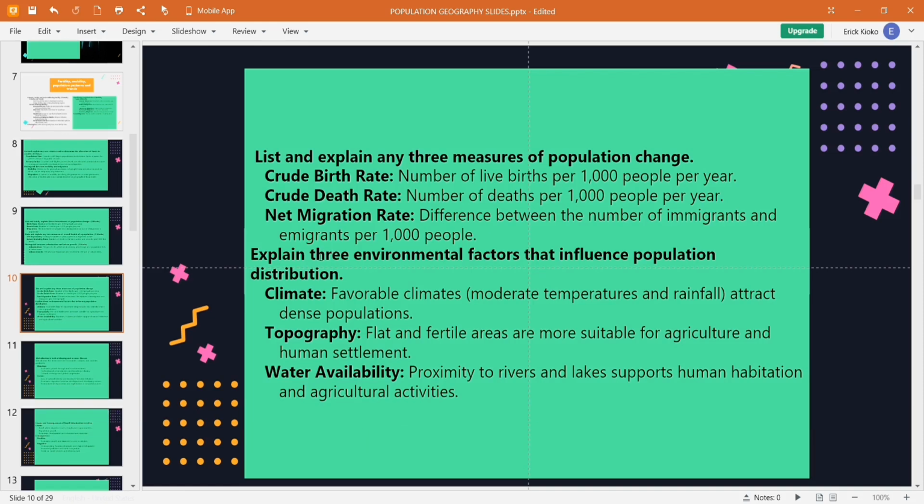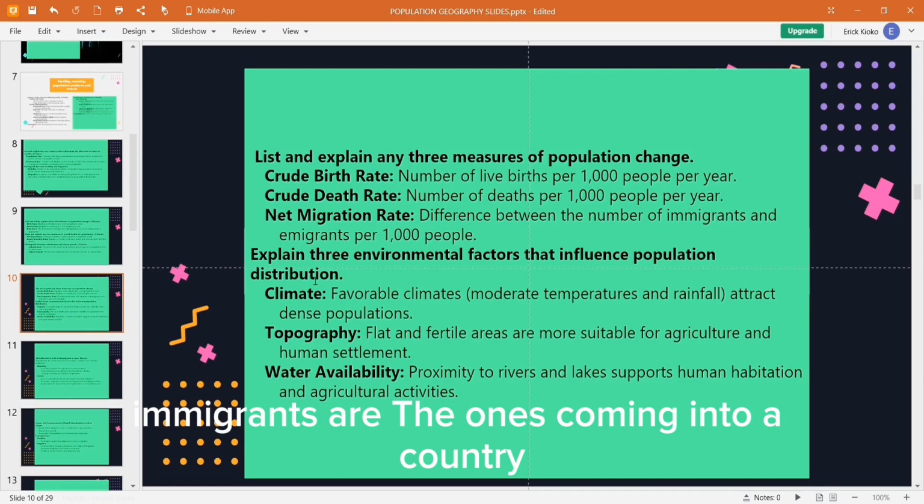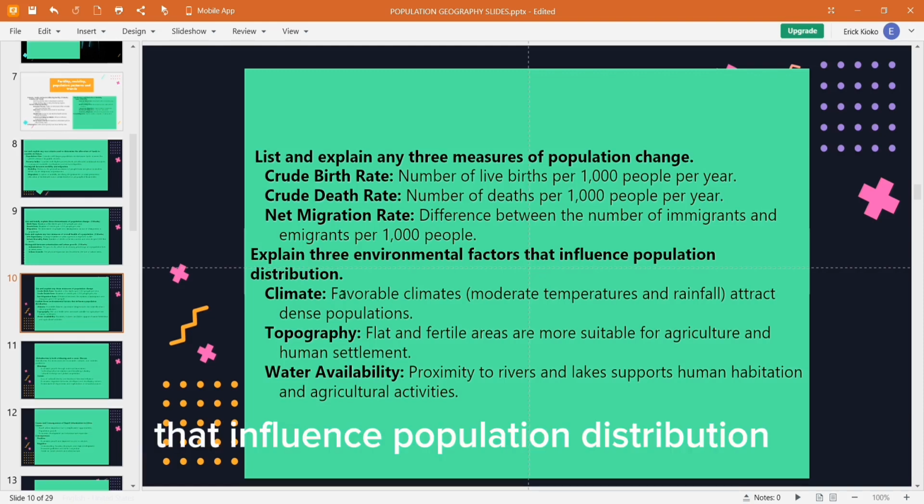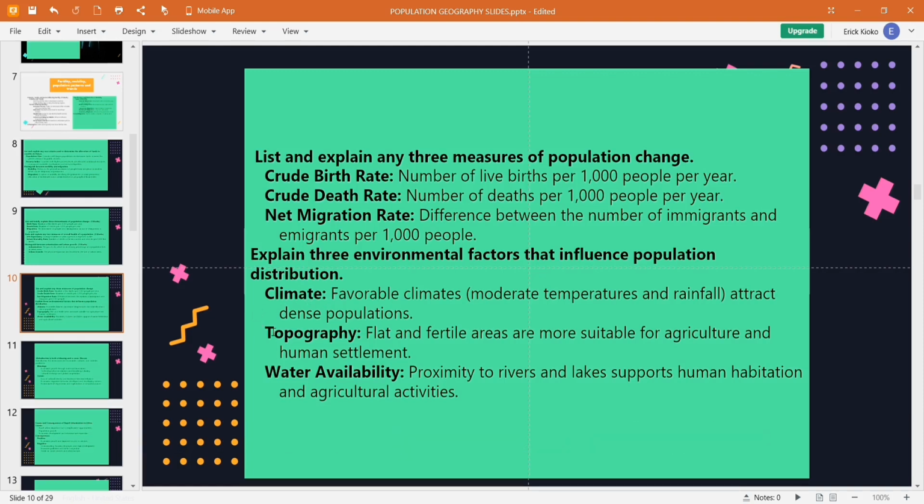Net migration rate is the difference between the number of immigrants, the ones coming into a country, and emigrants per 1,000 people. Explain the three environmental factors that influence population distribution.